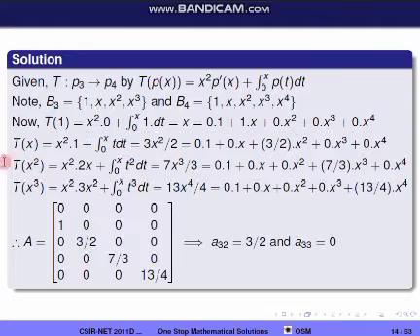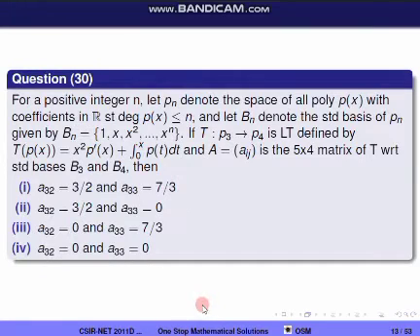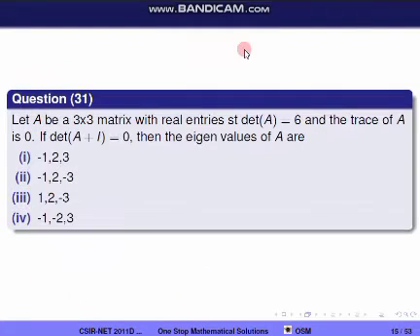Similarly, find T of x square and T of x cube and form the third and fourth columns respectively. Once we form the matrix A, find the value of A32 and A33. A32 means third row and second column's entry, that is 3 by 2. And A33 means third row, third column's entry, that is 0. So we got this value. Now we'll check the correct option. The correct option is the second one.